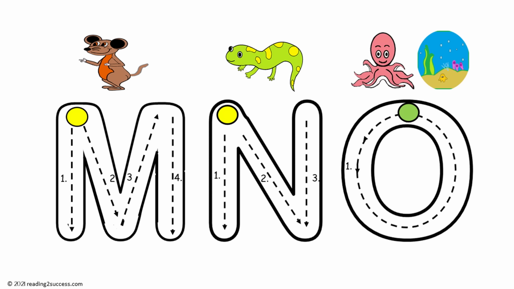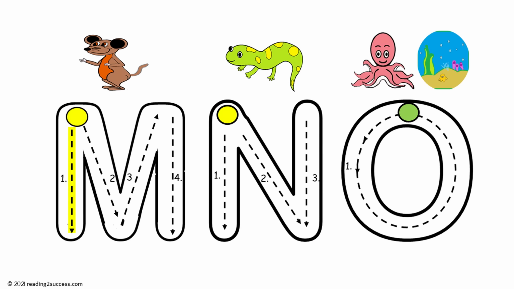Our next letter card has the three letters M, N, and O. M is a consonant and it makes an M sound as in mouse. N is a consonant and it makes an N sound as in newt. And O is a vowel. It has a short sound and a long sound. The short sound is ah, as in octopus, and the long sound is O, as in ocean.